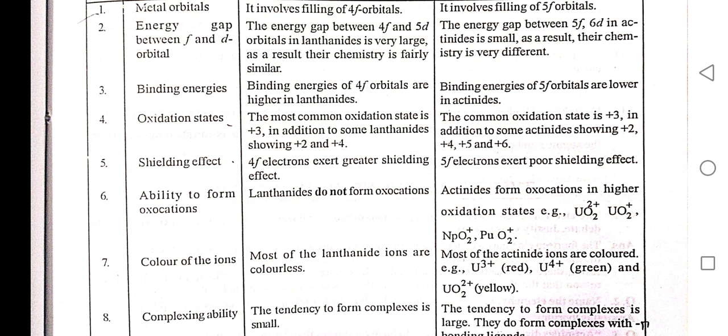Oxidation state. The most common oxidation state is +3, in addition to some lanthanides showing +2 and +4, and some actinides showing +2, +4, +5 and +6. Shielding effect. 4f electrons exert a greater shielding effect. 5f electrons exert a poor shielding effect in actinoids. Ability to form oxocations. Lanthanoids do not form oxocations. Actinoids form oxocations in higher oxidation states: UO2 2+, UO2 +, NpO2 +, PuO2 +.